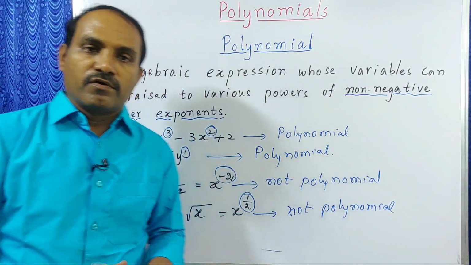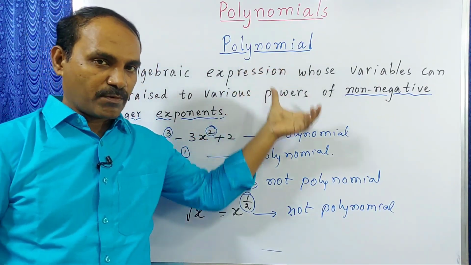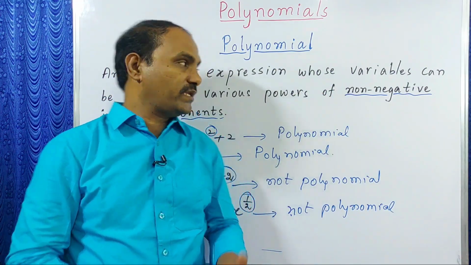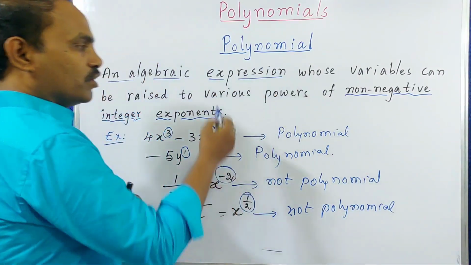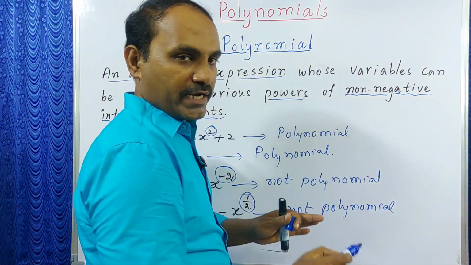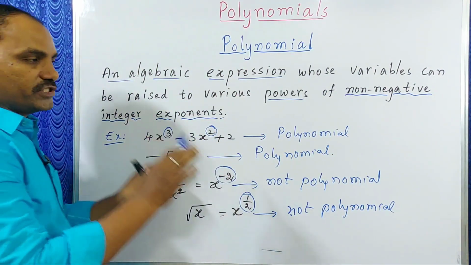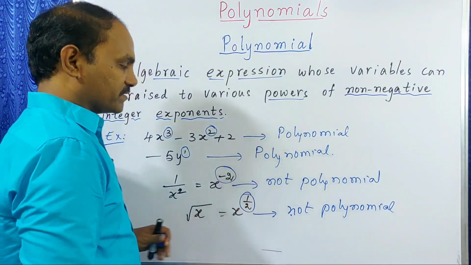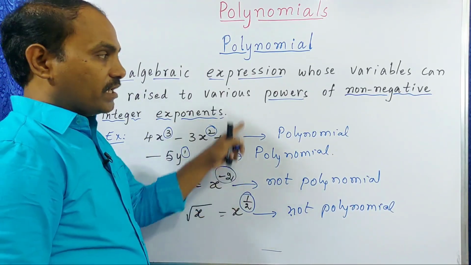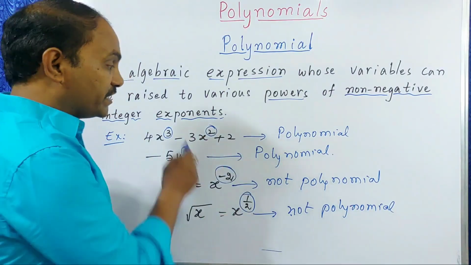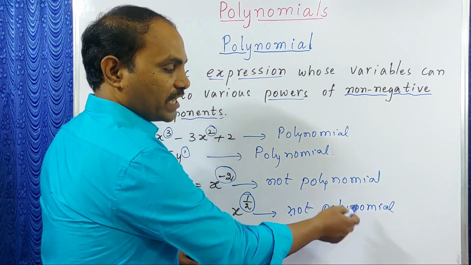Is it understood? Basic concept first. Listen to this: polynomial. What is a polynomial? A polynomial is an algebraic expression whose powers, meaning exponents, are non-negative integers. Non-negative integers means positive whole numbers. Positive numbers means 3, 2, here 1, here minus 2, negative is there. Only non-negative integers are allowed, but here comes a rational number. That's why this one is also not a polynomial.